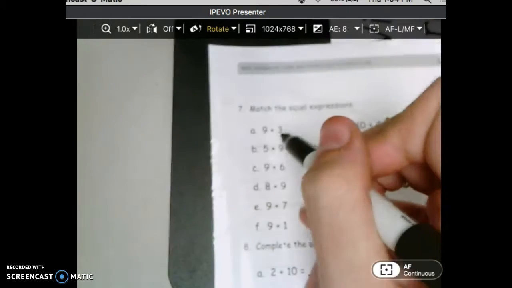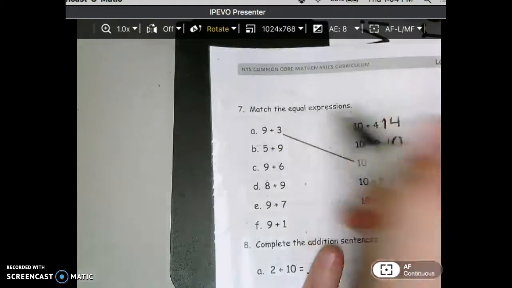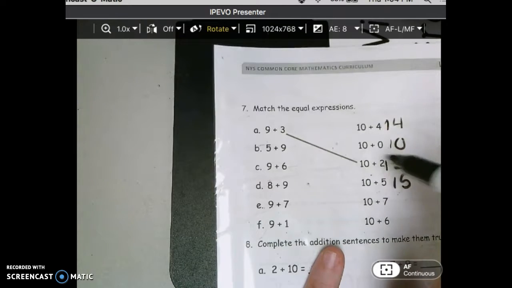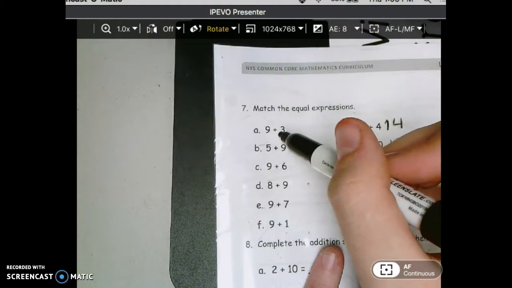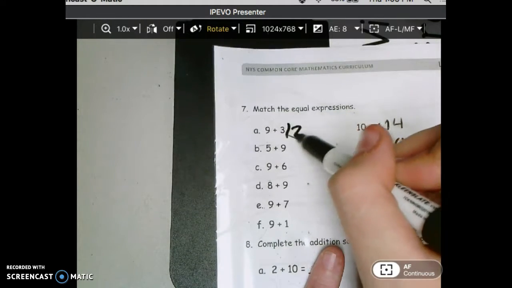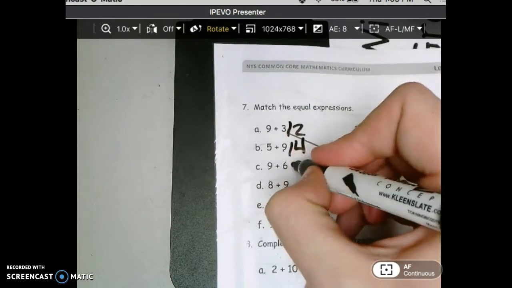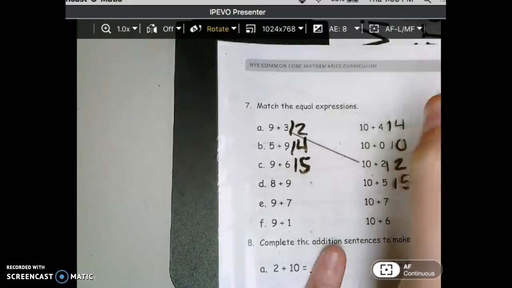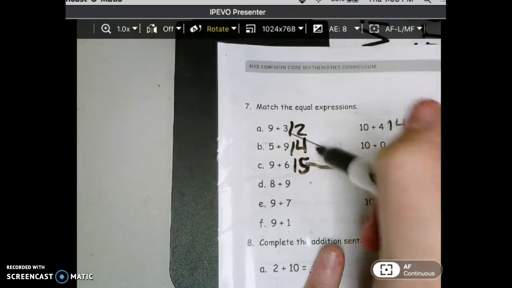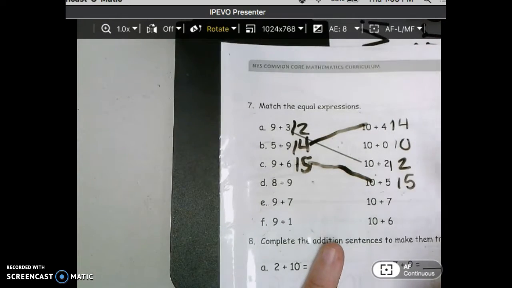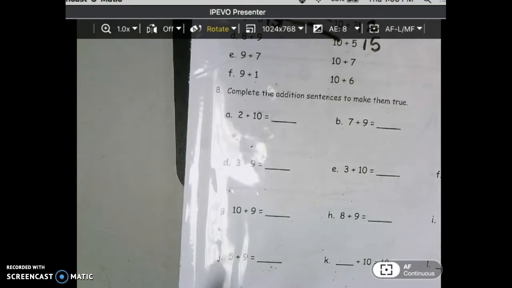Then I would go on this side and do it. 12. That's what I meant. 10 plus 2 is 12. So 9 plus 3 is 12. 9 plus 5 is 14. 9 plus 6 is 15. So I would match the ones that are the same. It's a matching game, okay? Then at the bottom, you're just going to solve them as quick as you can. You got to fill in the blank.